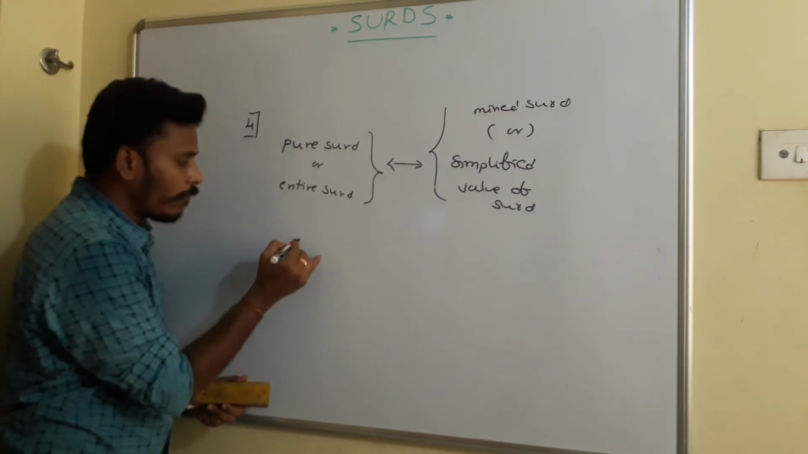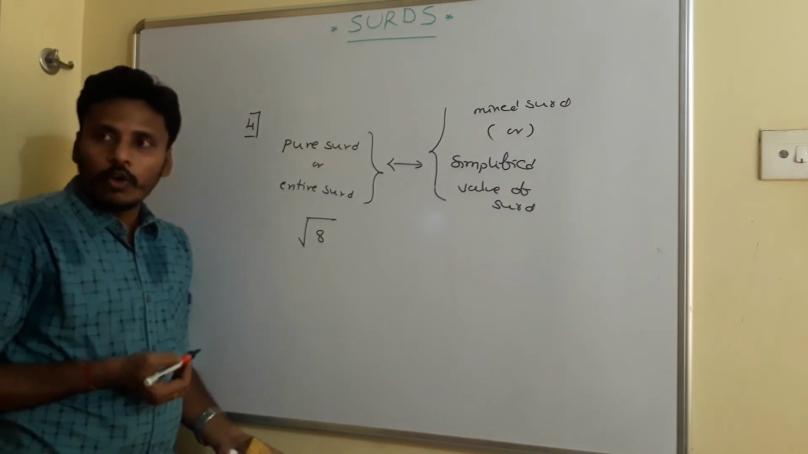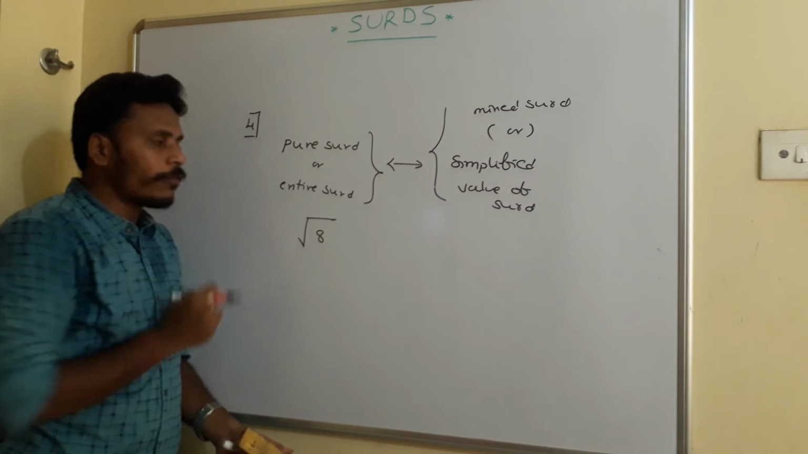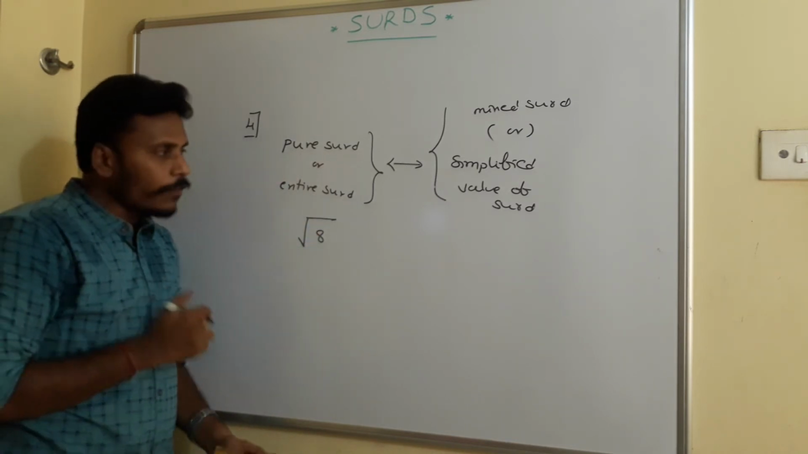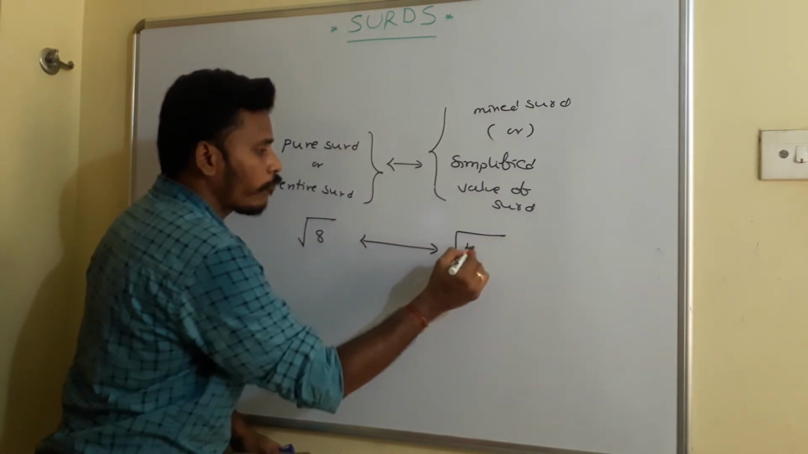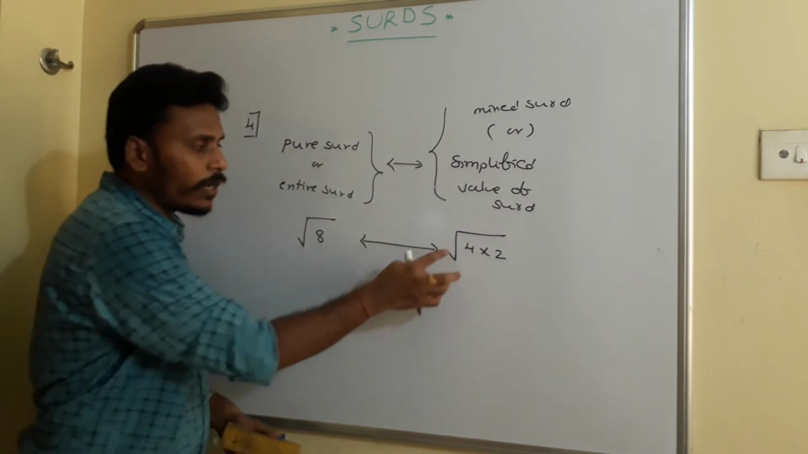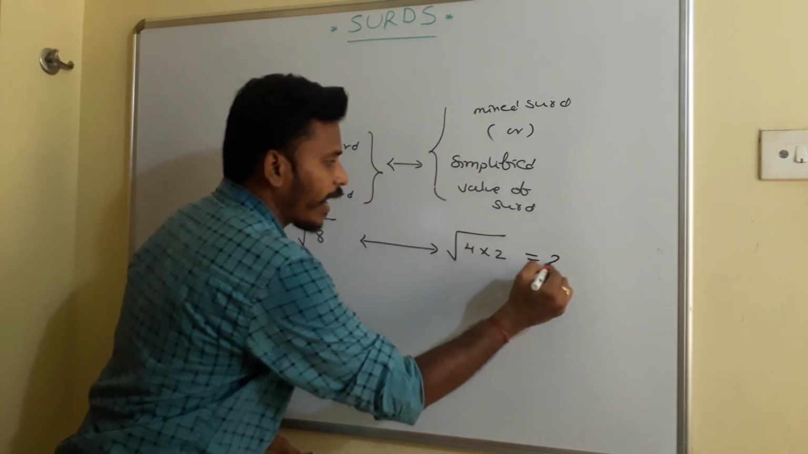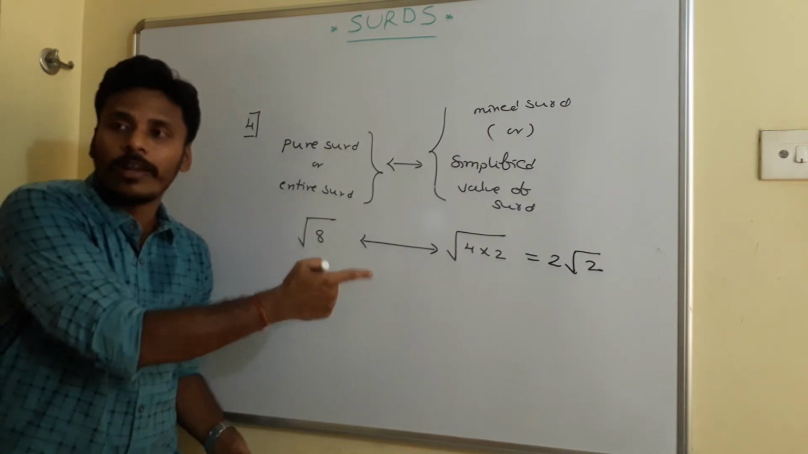For example, if I have a number like square root of 8, see, square root of 8 is a surd clearly. So nothing is there as a coefficient for this root 8, so we call it a pure surd or entire surd. And if you try to simplify the square root of 8, we can write it like square root of 4 into 2. Is it right? And I think you know that square root 4 can be written as 2. Since square root of 4 is 2, we will write it like 2 root 2. Okay? That 2 root 2 is not an entire surd.